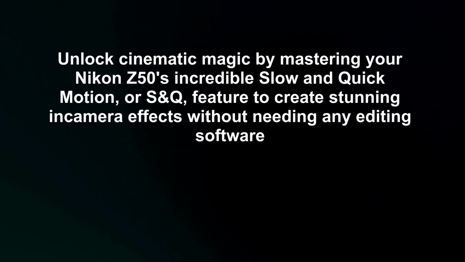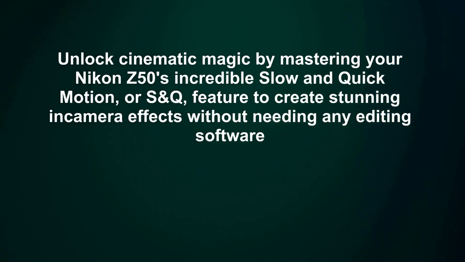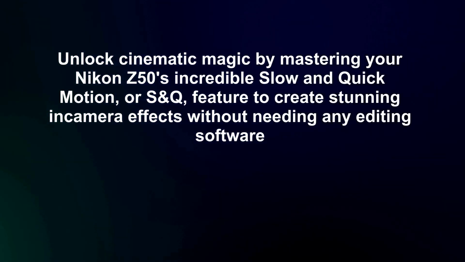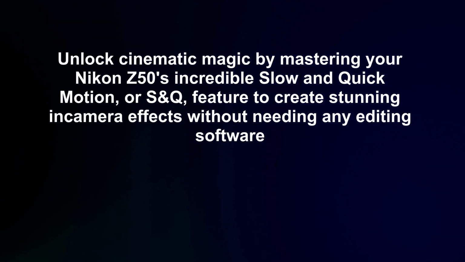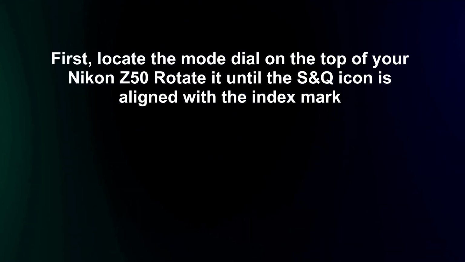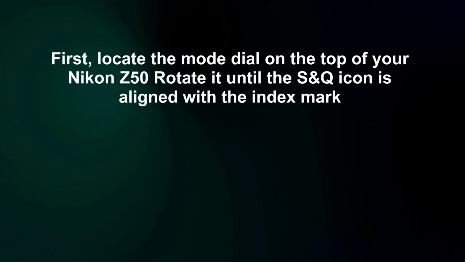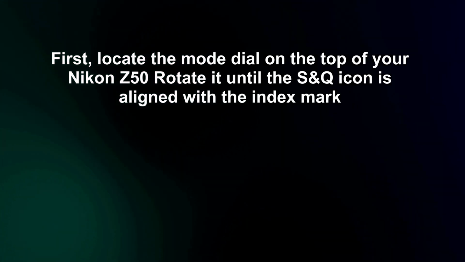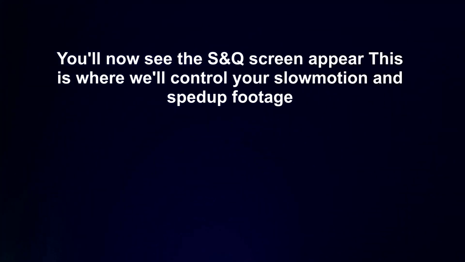Unlock cinematic magic by mastering your Nikon Z50's incredible slow and quick motion, or S&Q, feature to create stunning in-camera effects without needing any editing software. First, locate the mode dial on the top of your Nikon Z50, rotated until the S&Q icon is aligned with the index mark. You'll now see the S&Q screen appear. This is where we'll control your slow motion and sped up footage.